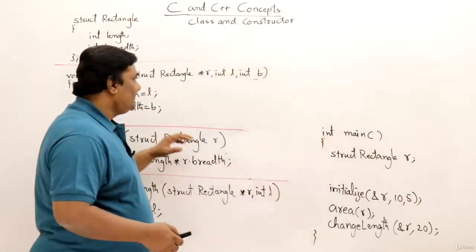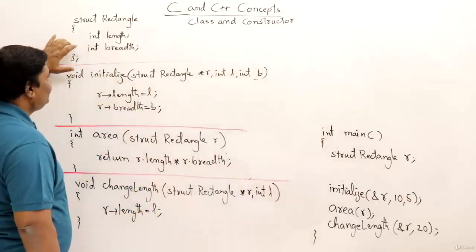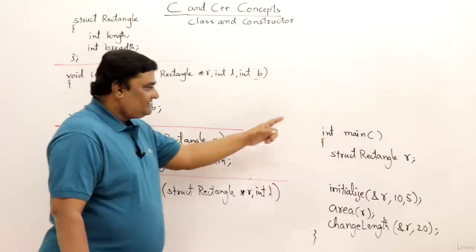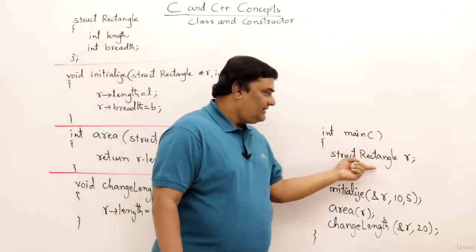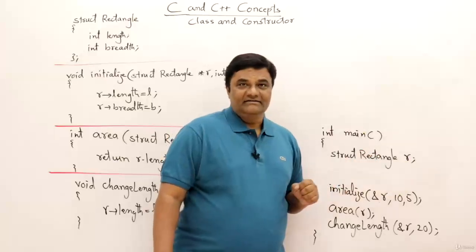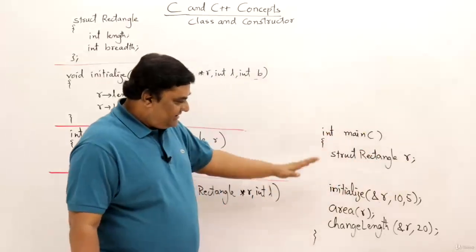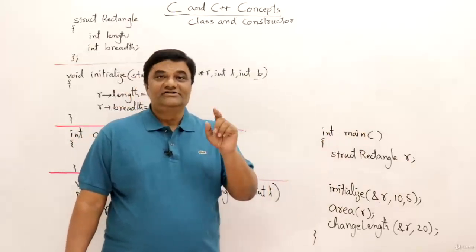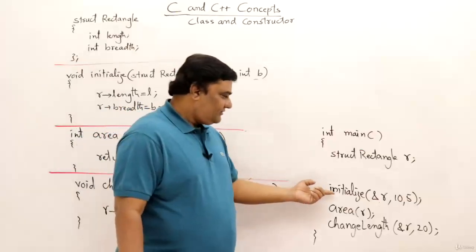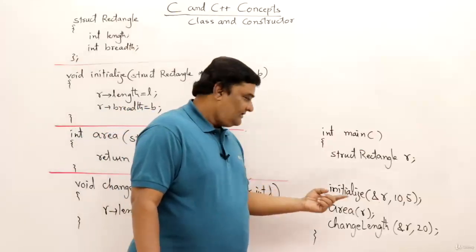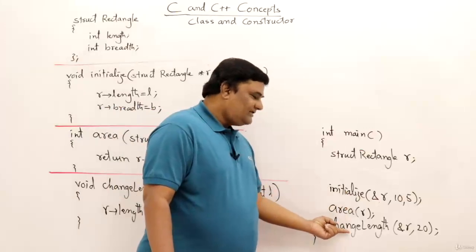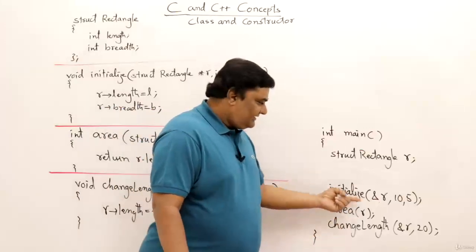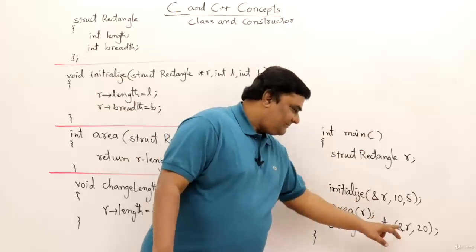Here I have a structure called rectangle. It has length and breadth. Inside the main function, I am declaring a variable of type rectangle. Inside the main function, there is no processing involved, no operations, just function calls. The function calls are for initializing a rectangle, finding the area of a rectangle and changing its length. In all these functions, I am passing rectangle as a parameter.